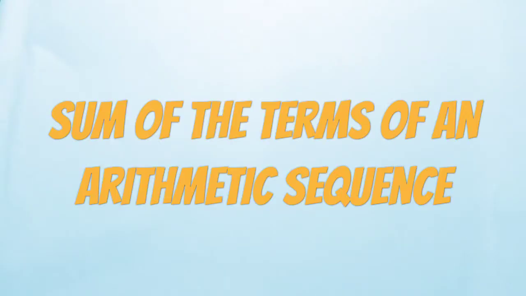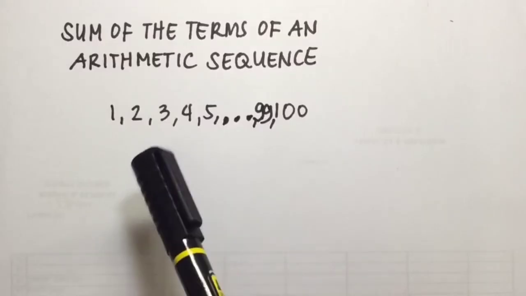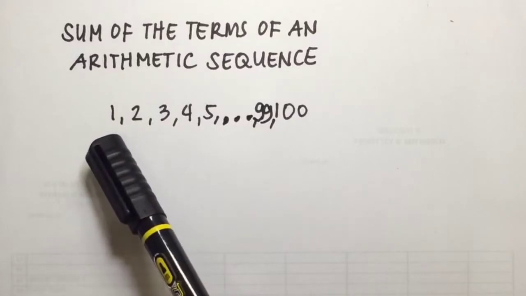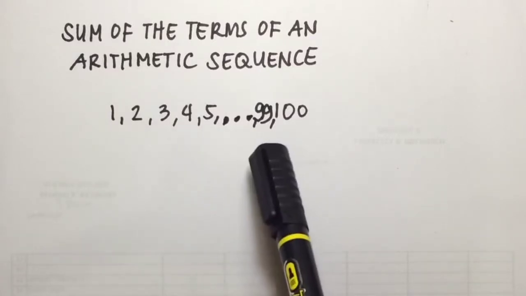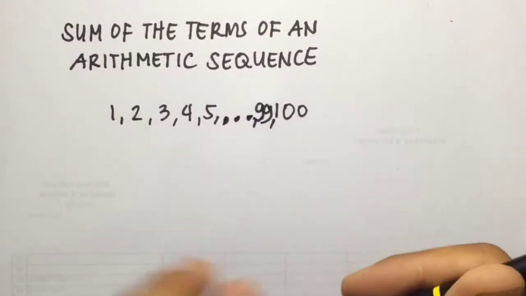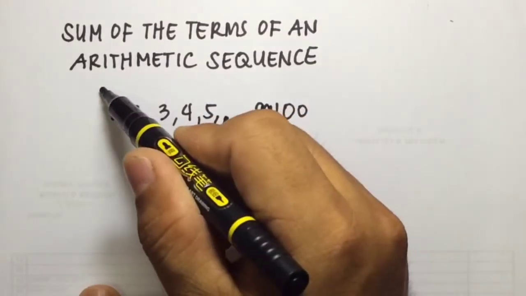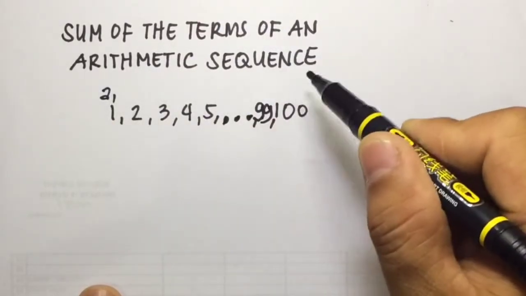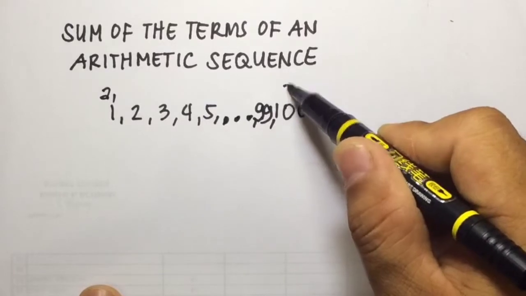For today's video, I am going to discuss some of the terms of an arithmetic sequence. So if we're going to have the sequence here, 1, 2, 3, 4, 5 up to 100. So 1 here will be a sub 1. Then 100 here will be a sub n.